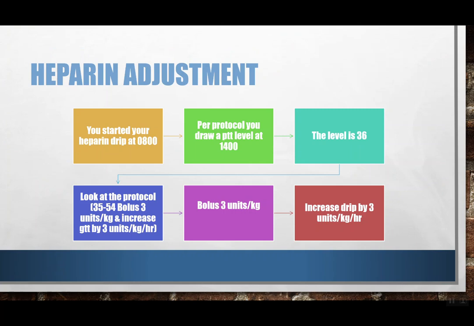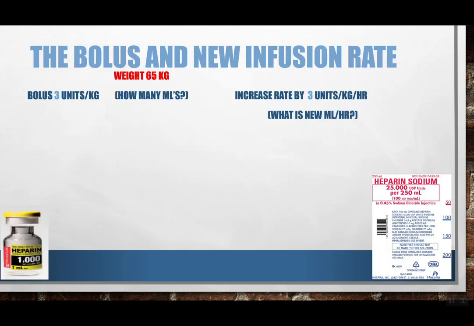Now I've drawn my PTT. We've set everything up. We drew our PTT. The level is 36. So based on the protocol we gave, we need to give a bolus of 3 units per kilogram and increase the drips per minute by 3 units per kilogram per hour. So we're going to do an adjustment on this. So now we need a bolus and new infusion rate. You can see I left the weight here for you to see. So I have a bolus of 3 units per kilogram.